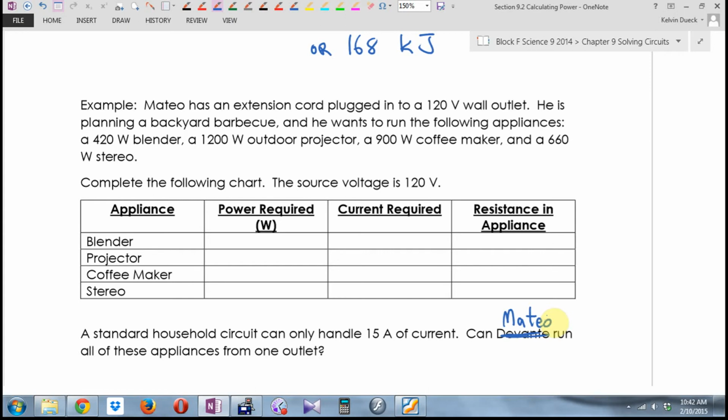So, blender, what was the power required according to this question? 420. What was the power required for the projector? 1200. What was the power required for the coffee maker? What was the power required for the stereo? Okay, what's the next column want? Oh, did they tell me the current in the question?